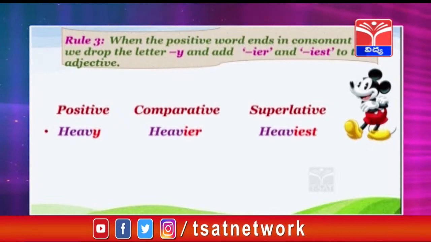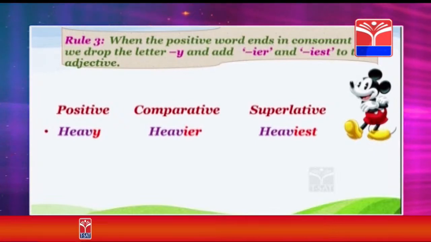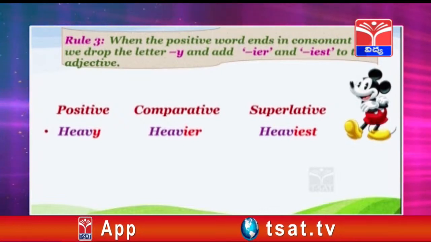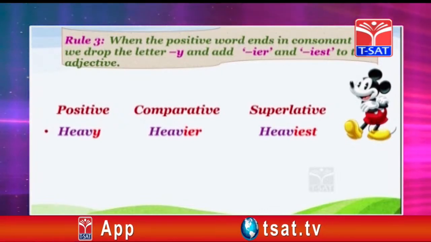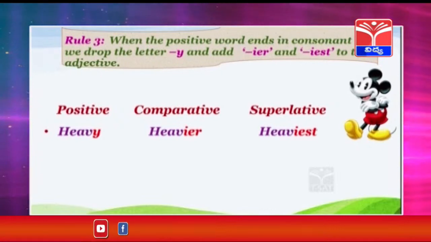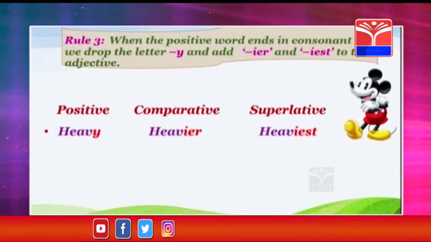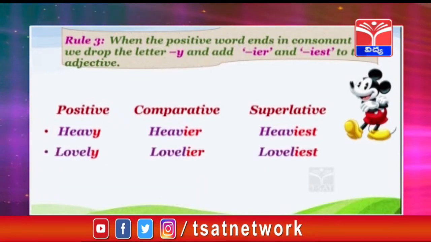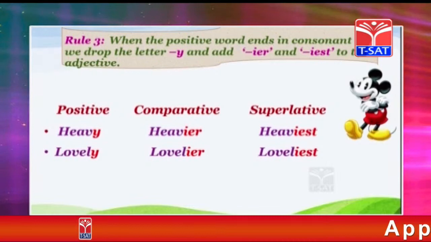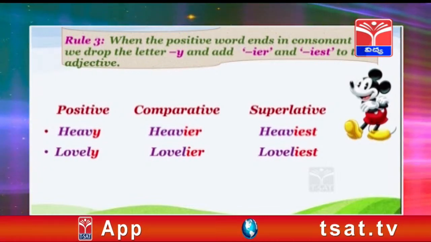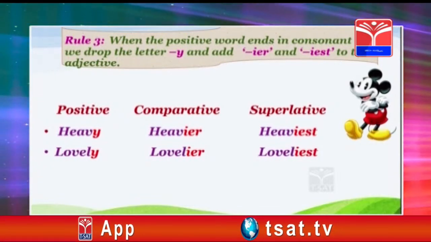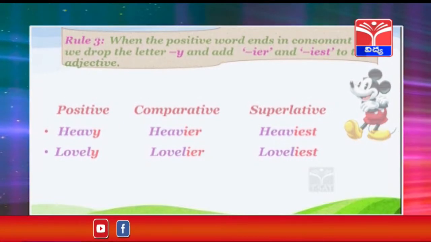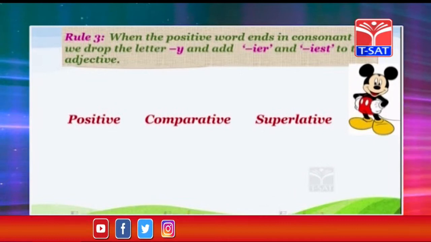That means we learnt in rule number 1 that we add the letters ER. But here, instead of the letter Y, we use the letter I. The Y changes to I. The word heavy becomes heavier in comparative and heaviest in superlative. In the same manner, lovely, lovelier and loveliest. We shall see some more examples.